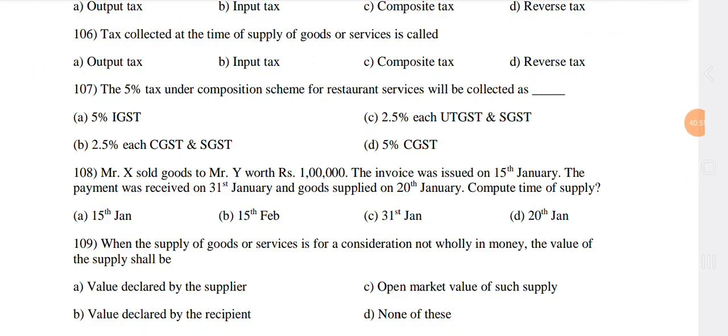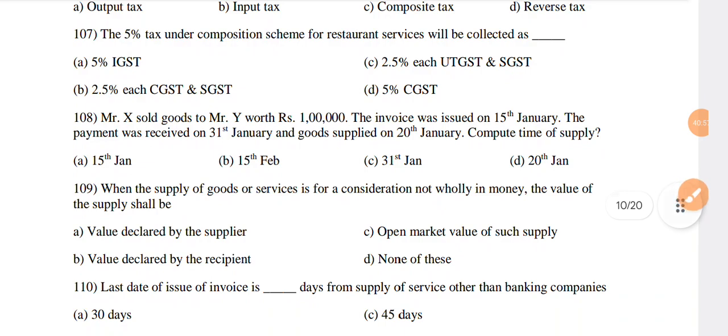Next question. The 5% tax under composition scheme for restaurant services will be collected as dash. Option A 5% IGST, B 2.5% each CGST and SGST. Option C 2.5% each UTGST and SGST and option D 5% CGST. The correct option is B.